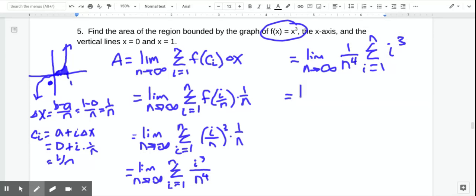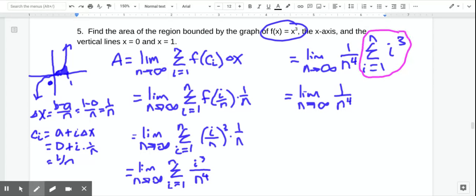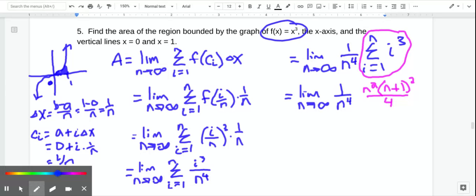Now, let's keep going here. Still haven't done anything with the limit. We'll get to that. For this part right here, we can use one of our formulas from yesterday. It's on page 291, I think. The formula for the sum of i cubed is n squared times n plus 1 squared over 4. And again, you don't have to have that memorized, but you do need to be able to go get it and find it when you need it.